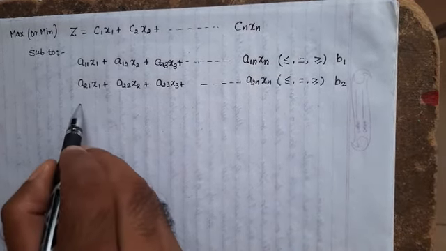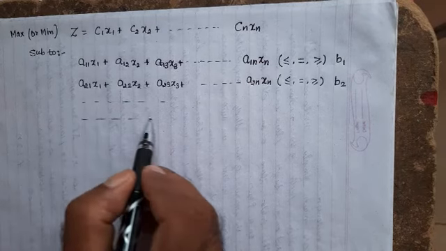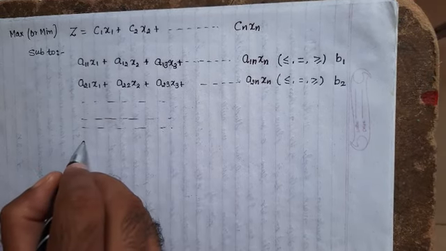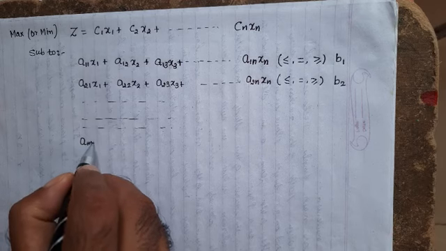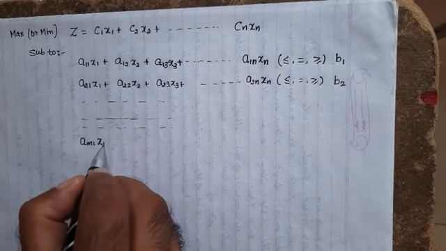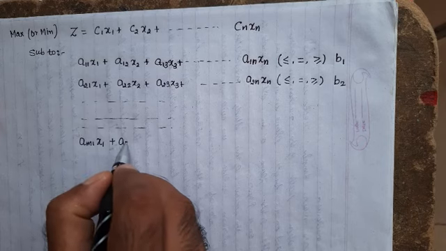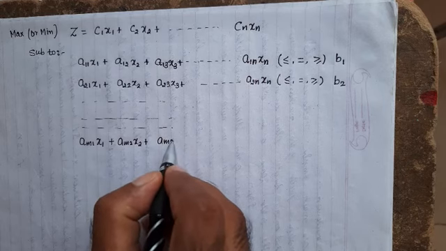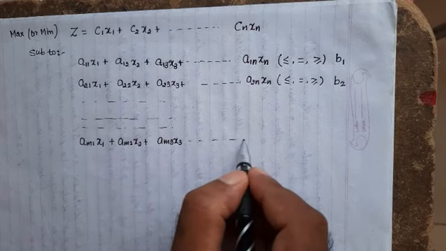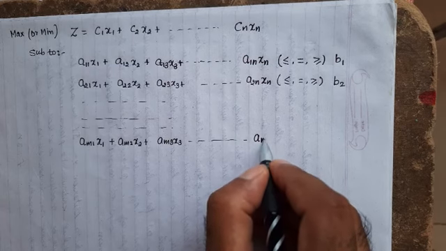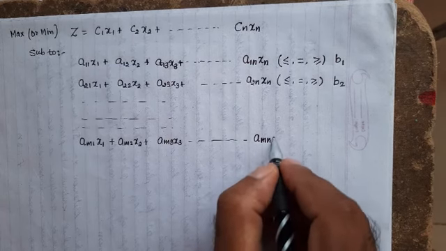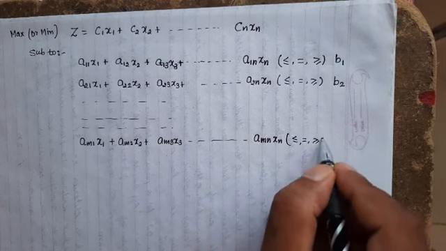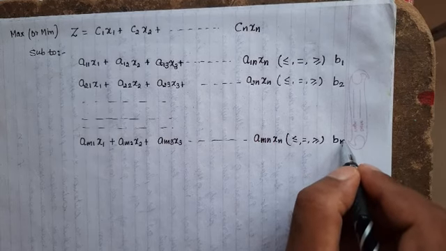Similarly, there will be a number of constraints: the third constraint, fourth constraint, fifth constraint. So I will write the mth constraint, which will be am1 x1 plus am2 x2 plus am3 x3, and finally the last term amn xn, subjected to less than, equal to, or greater than or equal to, and finally the last term will be bm.